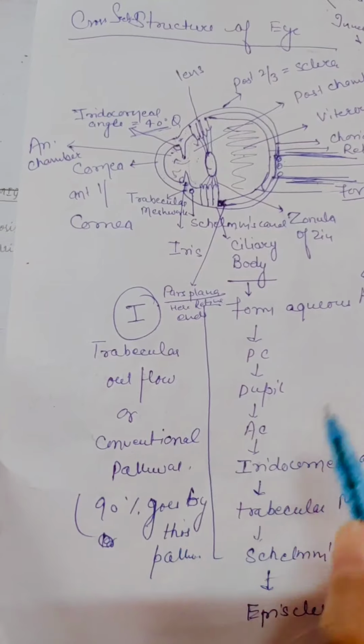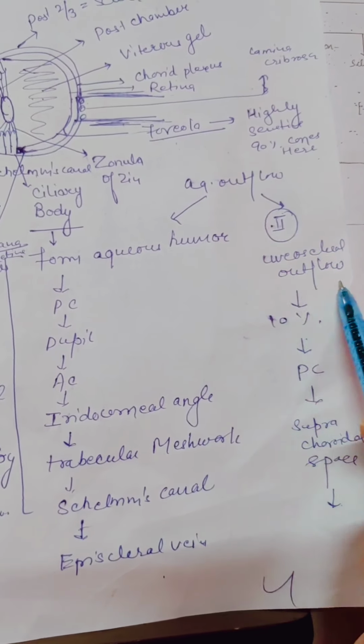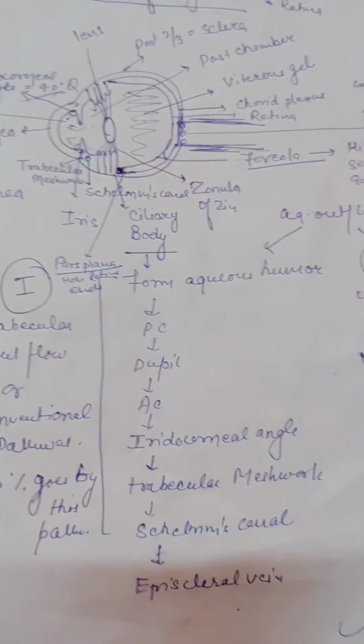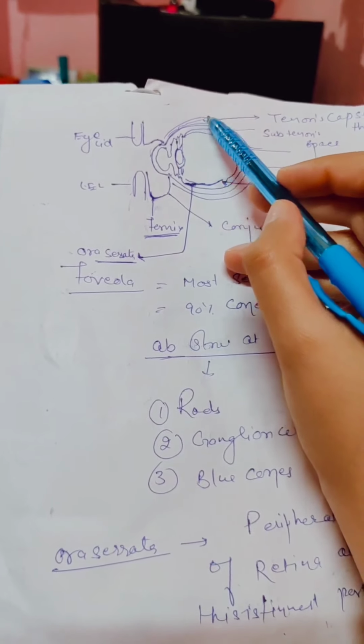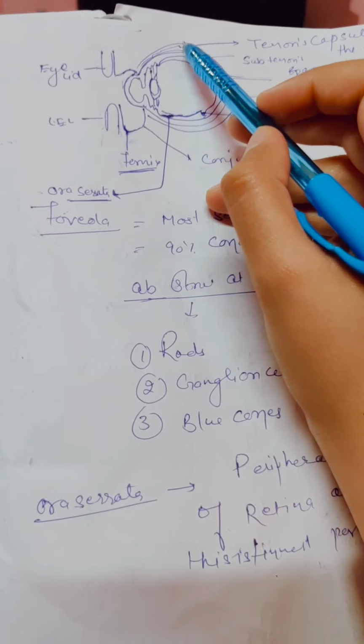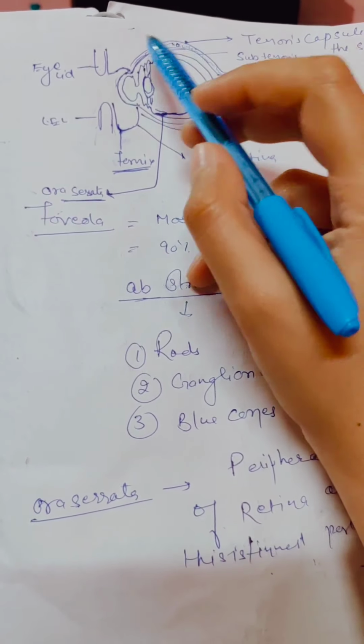90% of aqueous goes to this pathway. Less than 10% is uveoscleral outflow. This is from the posterior chamber to the suprachoroidal space. Now above the sclera there is the Tenon capsule. Behind the Tenon capsule there is the subtenon space.